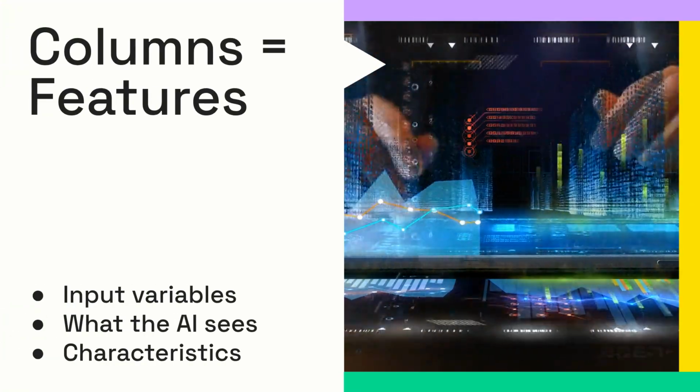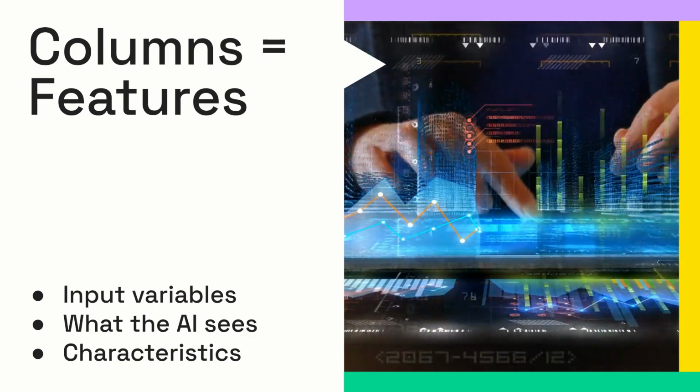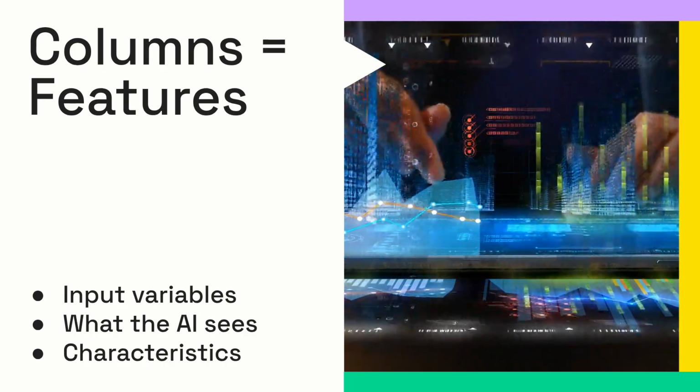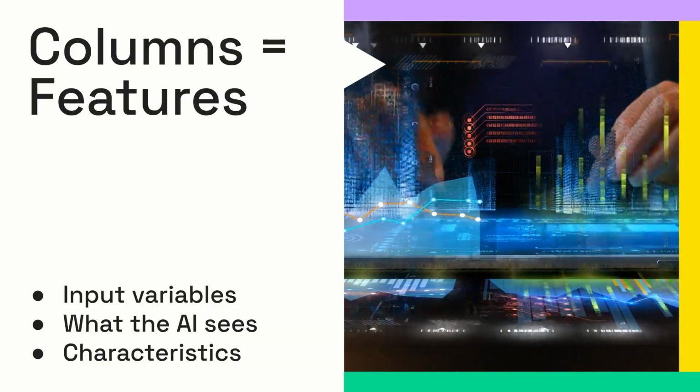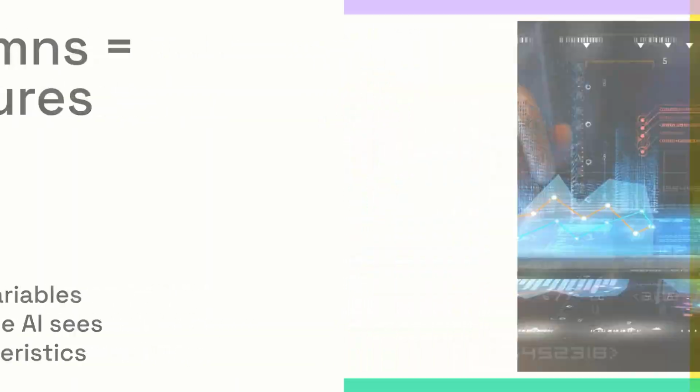Next, the columns. These are called features. Features are the input variables, or the characteristics the AI uses to learn. If you're classifying emails, features could be the word count, or if certain keywords are present.